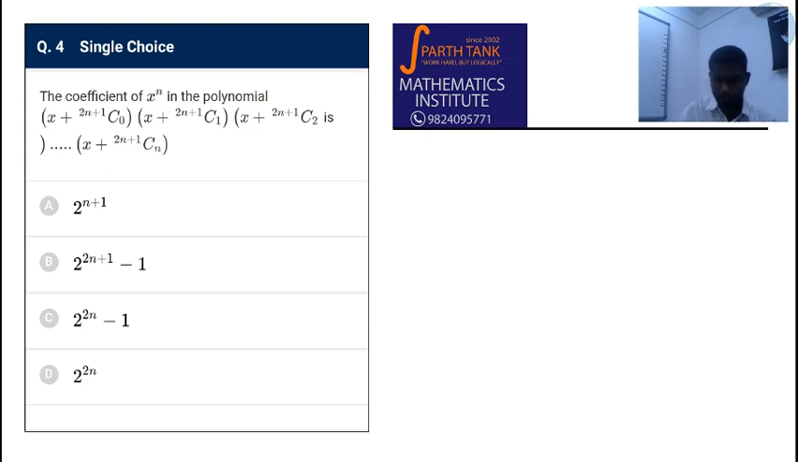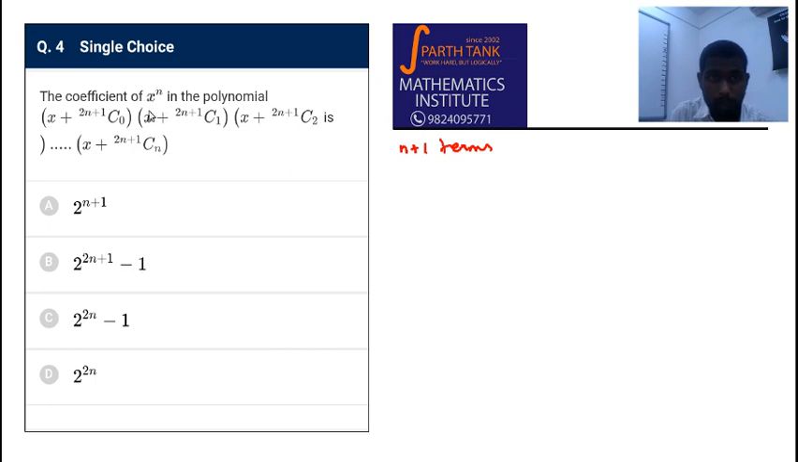Question number 4. The coefficient of x to the power n in the polynomial (x plus 2n plus 1 c0) into (x plus 2n plus 1 c1) and so on up to 2n plus 1 cn. Now you see there are how many terms here, starting from 0, 1, 2 up to n, right? So there are n plus 1 terms totally.